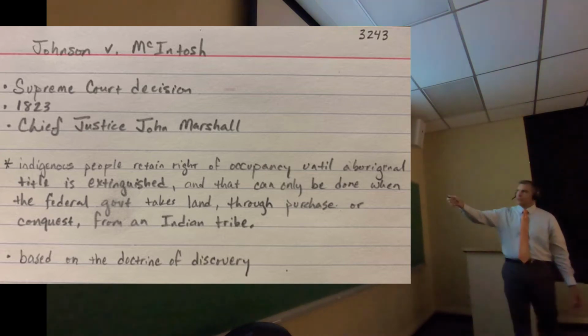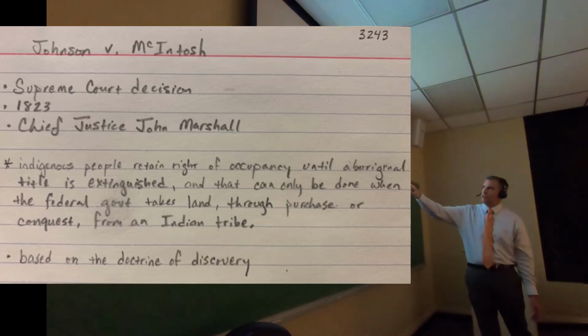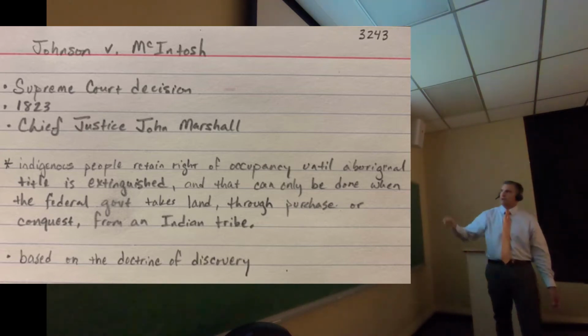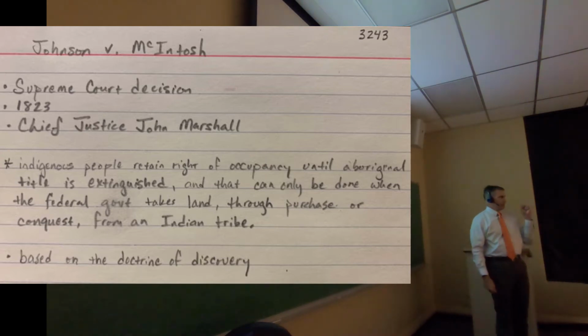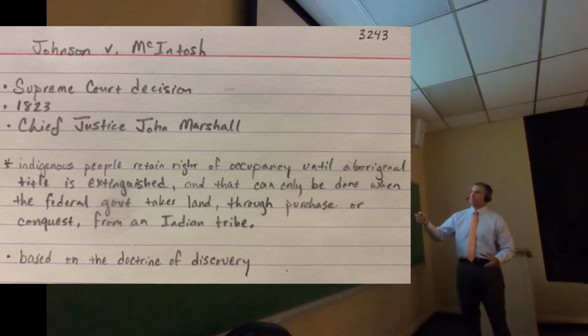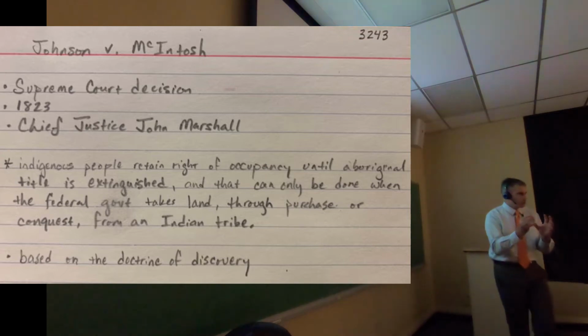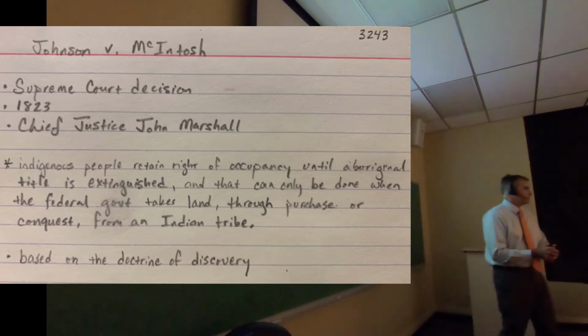Now, the right of occupancy, the Aboriginal title, can be extinguished only by the United States federal government, not by states, not by individuals. And the reason for that is because it's the United States that deals with the Indian tribe, not the individual.